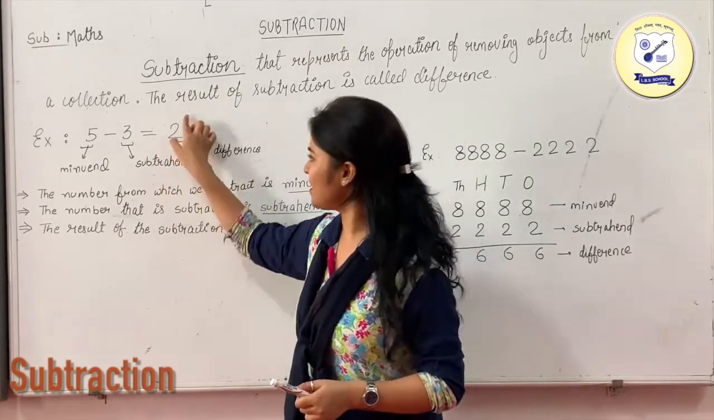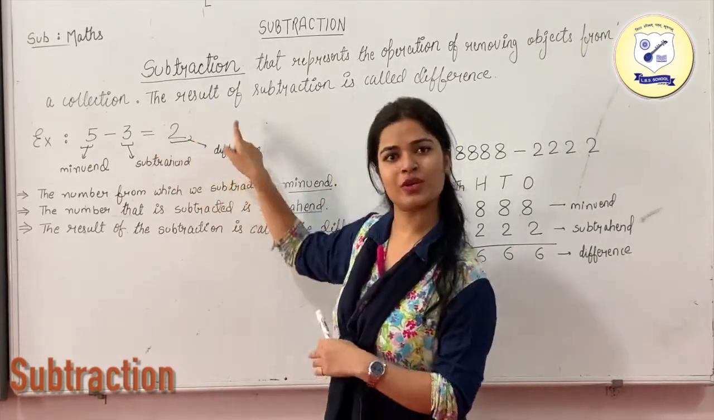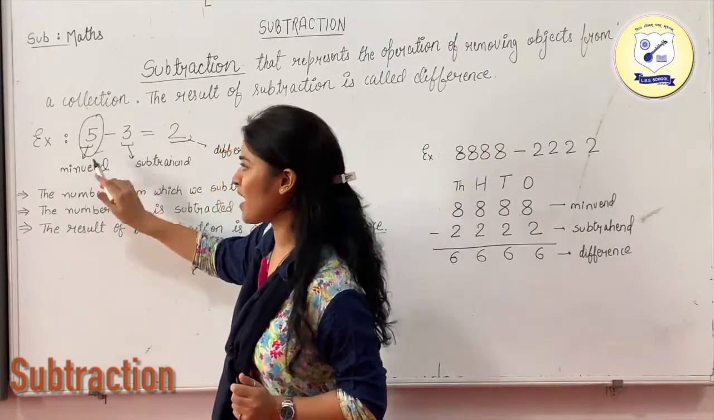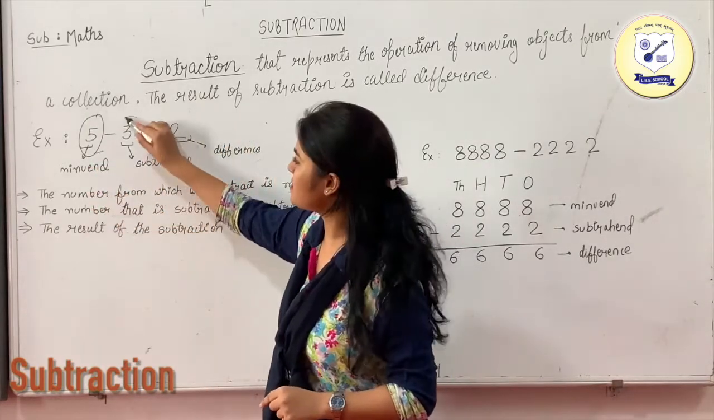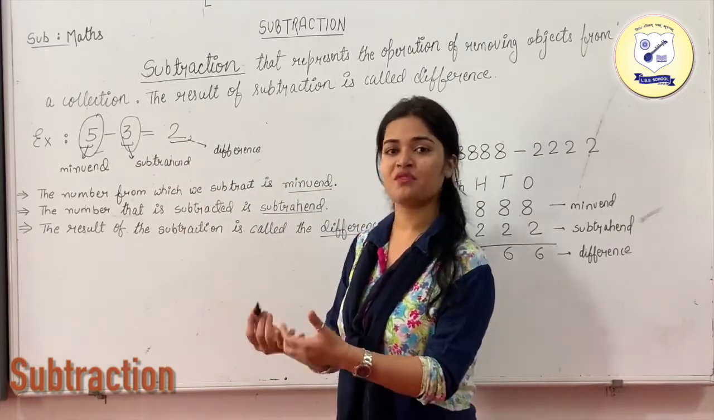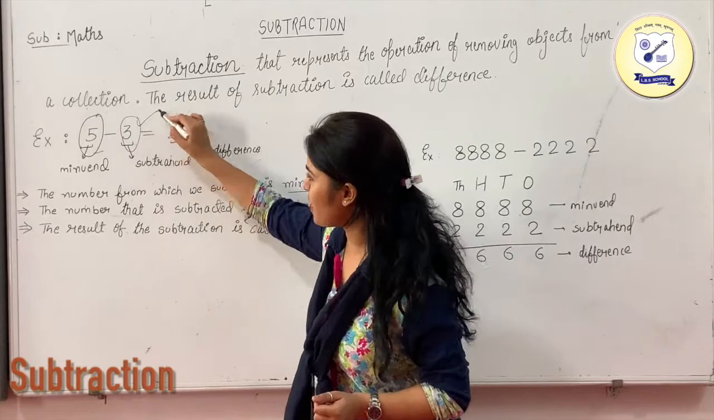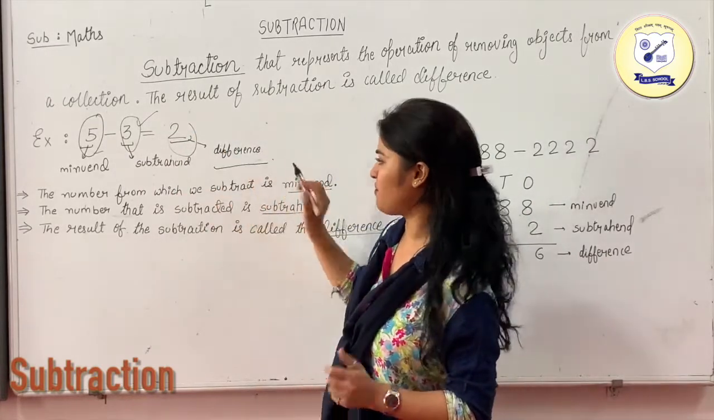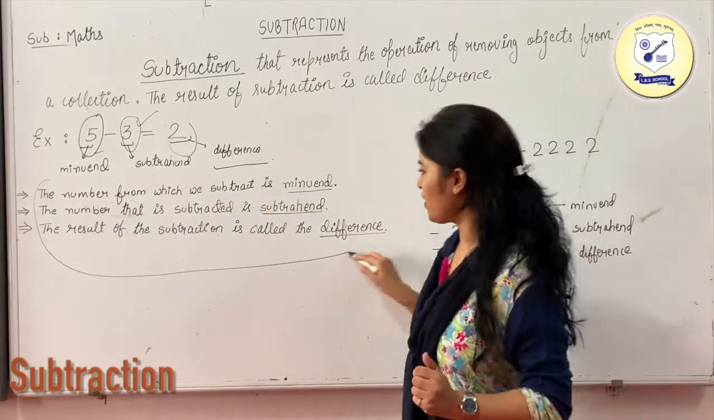2. So this is the result of your subtraction, which is known as the difference. The number from which we have subtracted is known as the minuend, and the number that we have subtracted, or the number of chocolates that we have removed, is the subtrahend. And this result of subtraction is known as the difference. So we have mentioned this over here also.